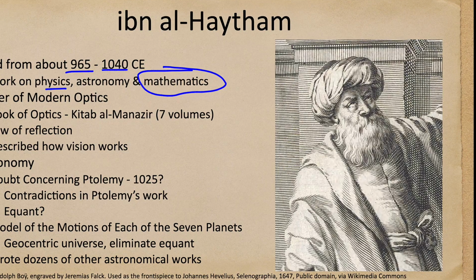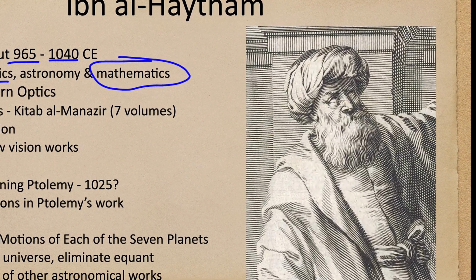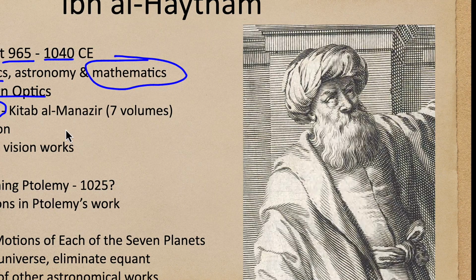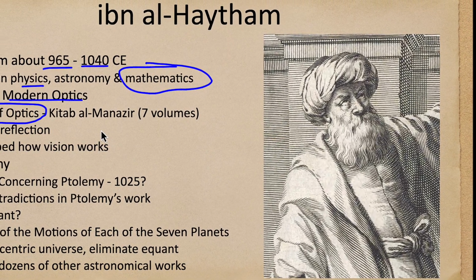And one of the things he is best known for is really being the father of modern optics. And his big work was what was titled, as you might guess, the Book of Optics, or the Kitab al-Manazir, which was 7 volumes on optics.